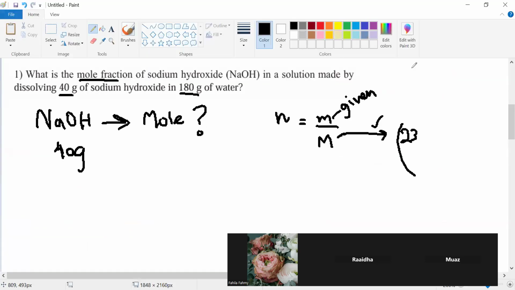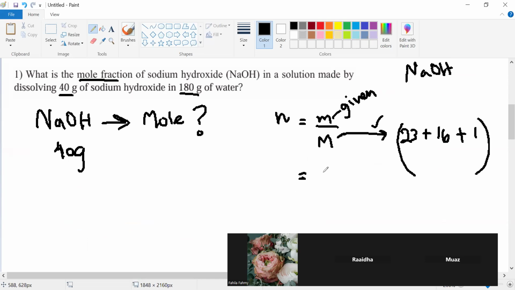So for sodium hydroxide, what would be the molar mass? 23 plus 16 plus 1. Do you agree? Yeah. So how much is that?